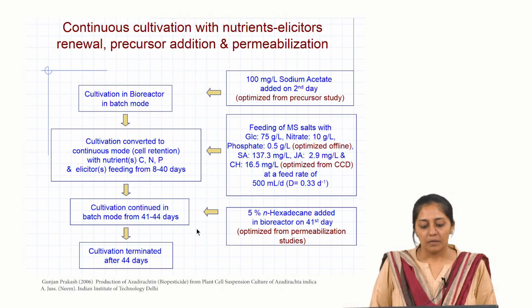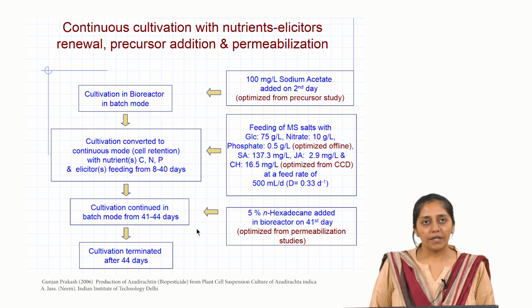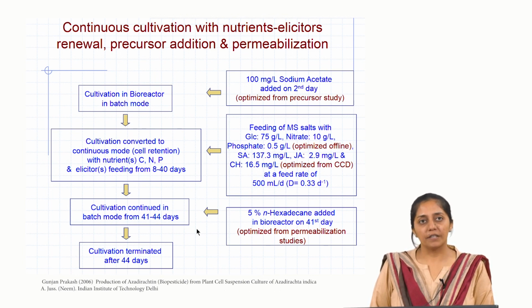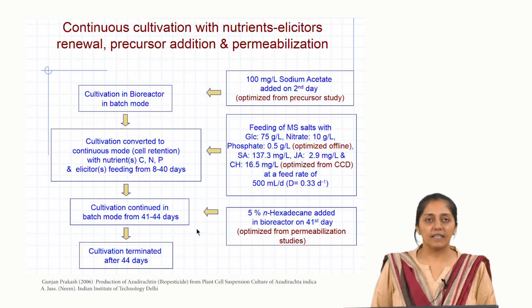Then permeability enhancers were added on the 41st day when the reactor was continued in batch mode till the 44th day to enable the release of the product from the cells, where 5% N-hexadecane was added in the reactor.